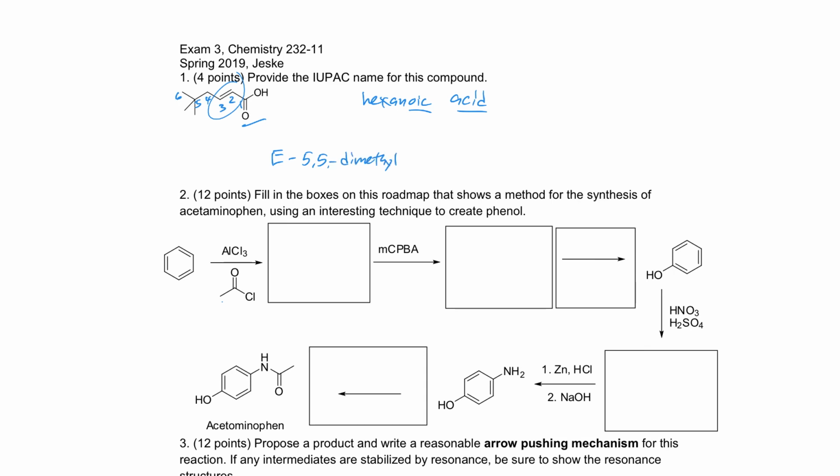So the correct answer is E-5,5-dimethyl-2-hexenoic acid. So we need the ene, we need that E there to denote the alkene. The oic acid tells us it's a carboxylic acid. We need 2 5s because it's dimethyl, and we need the E.